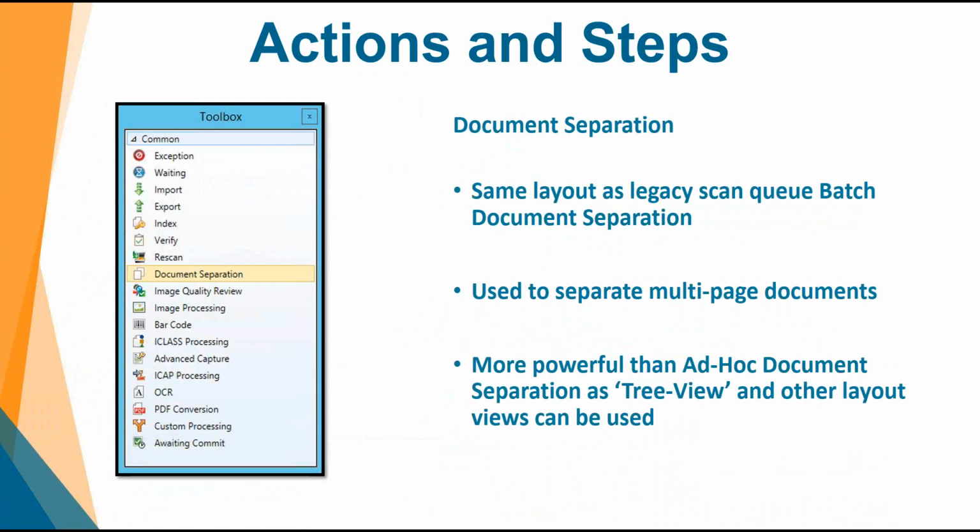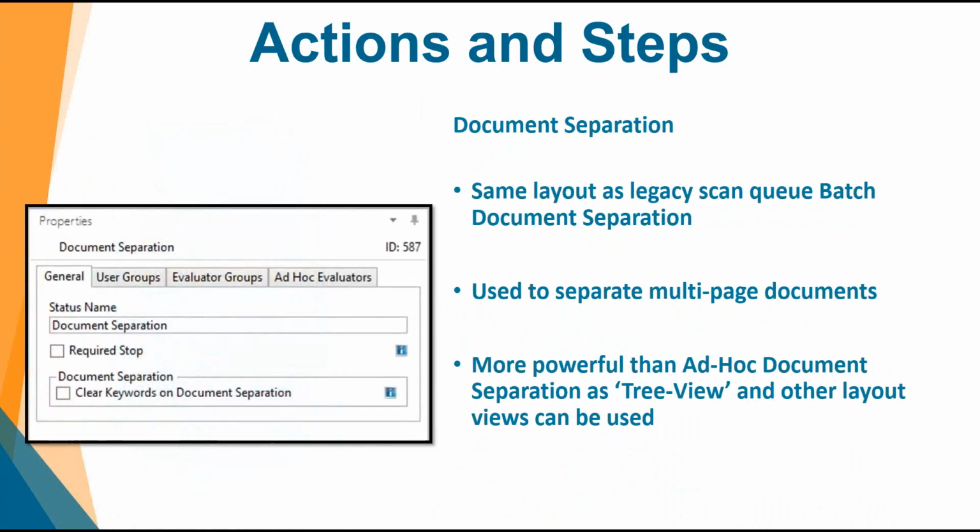So next up, the document separation step. This replaces the awaiting document separation within a legacy scan queue. You can see here that there are not a lot of options available other than to clear the keywords upon document separation. Document separation's interface, once selected within the Unity client within batch processing, is used to separate multi-page documents, and you can even add pages to a document at this point via the Browse To or Scan In features.